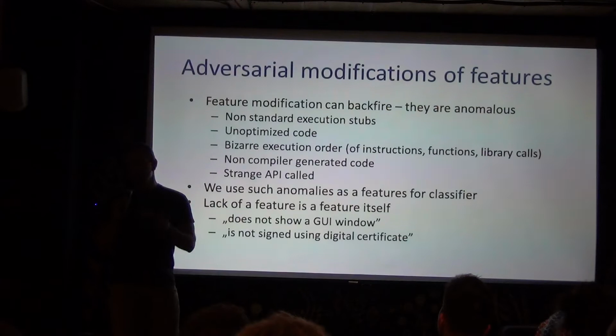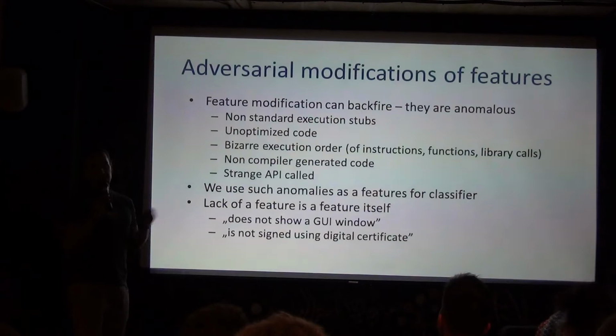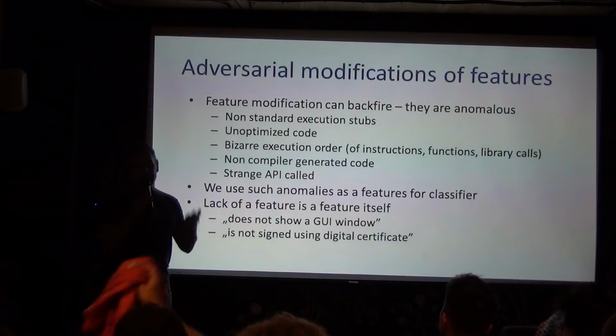So we use such kind of anomalies as features themselves in the classification, and sometimes the lack of a feature is a feature itself. If a file is not signed by some trusted certificate or any certificates, it's a feature. If it has no GUI, then it's a feature as well.